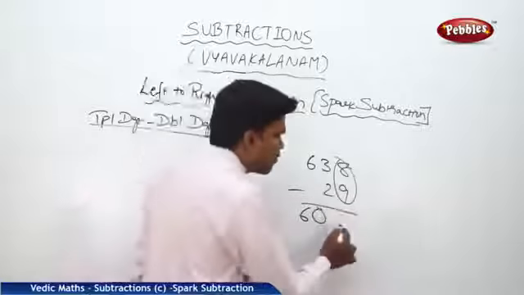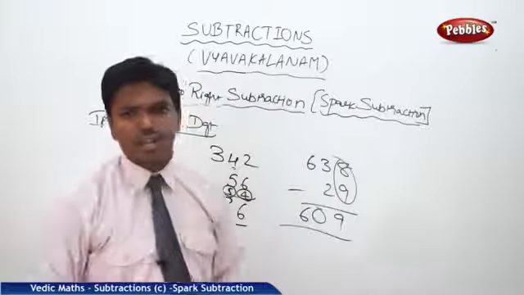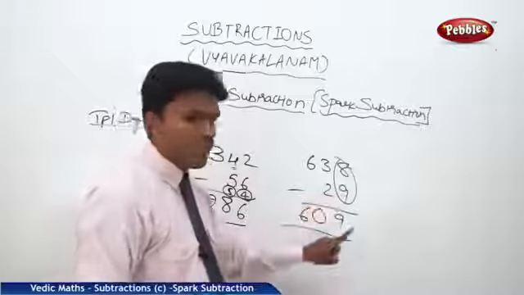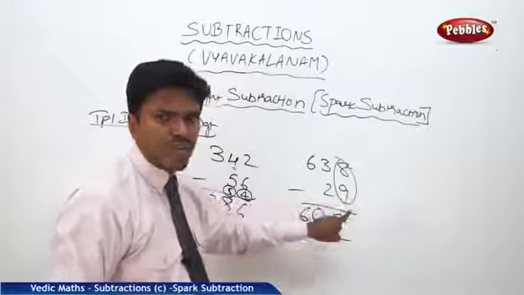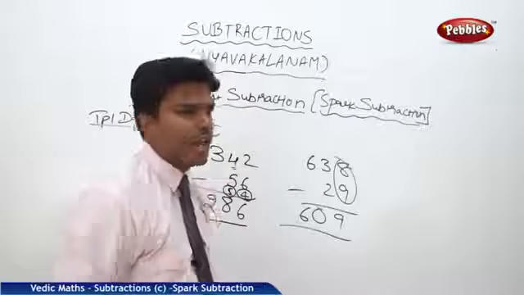Now 8, 9 mismatch. So 8 plus 1, the complement of 9, is 9. Here 9's complement is 1. So I added the above number 8 to the 9's complement 1. That is 8 plus 1, 9. So I got 609. One more example.